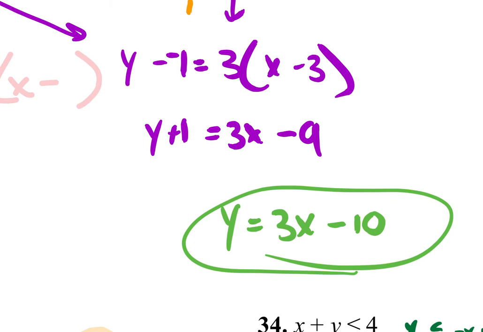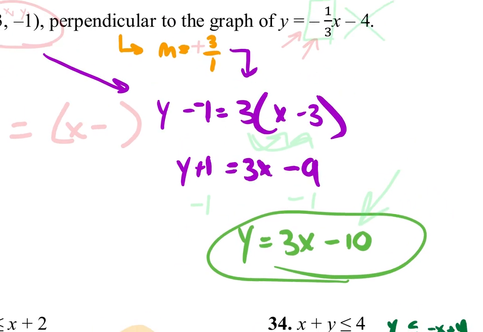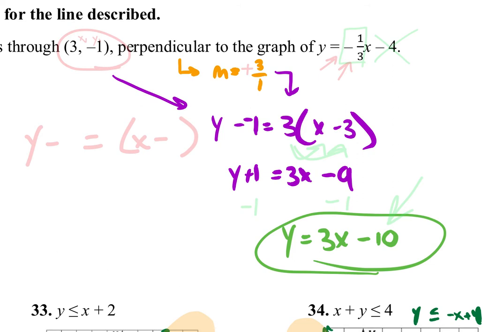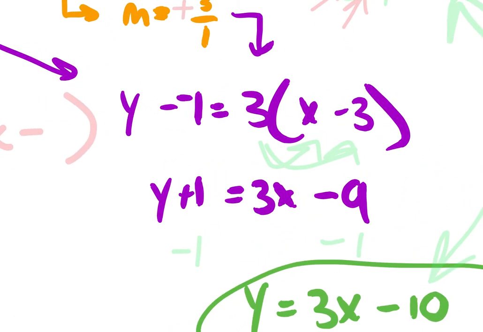Once I had that, I then distributed, subtracted 1 from both sides to get that equation for my final answer. And that equation is perpendicular to that. You can see, because the slope was negative 1/3 to ours being positive 3 over 1. And then we also now have access to what our y-intercept was, which just came about from us solving this point slope.